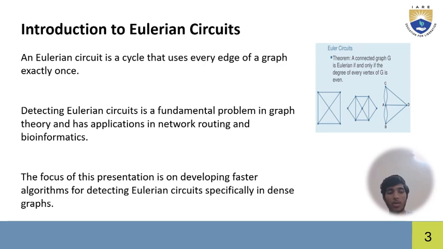Introduction to Eulerian circuits. An Eulerian circuit is a closed path in a graph that visits every edge exactly once. This concept was introduced by Leonhard Euler in the 18th century. This forms a foundation of graph theory. Eulerian circuits have several real-world applications such as network routing, DNA sequencing, and circuit design. Our goal in this presentation is to explore how we can make the detection of these circuits faster in dense graphs where traditional algorithms become slow and inefficient.